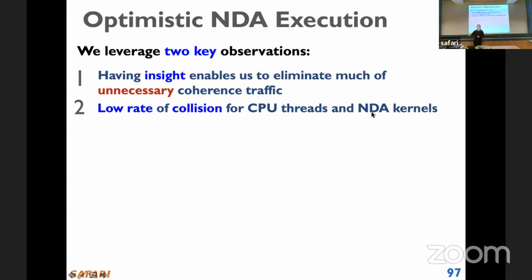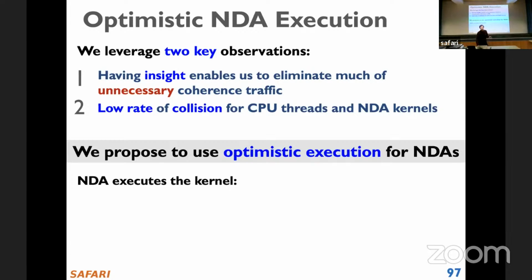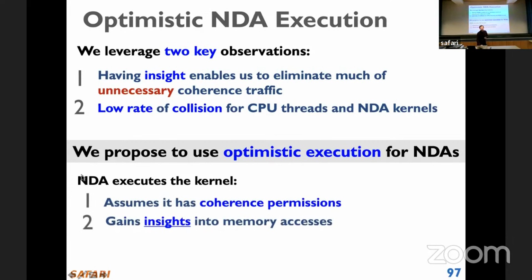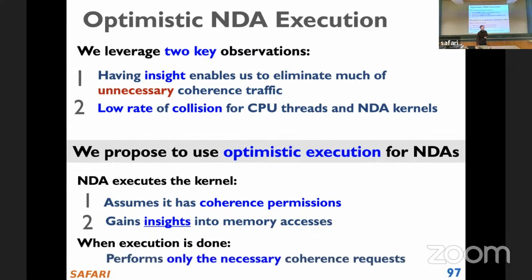Basically, you're operating on some data in the CPU and processing in memory. There's potential that they're going to conflict in some cache block, but in many cases, they're not going to conflict in the cache block. Okay, so the basic idea is the processing in memory engine executes the kernel. It assumes it has coherence permissions. It basically keeps track of what accesses it does. And when execution is done, it checks whether it has done the right thing, let's say.